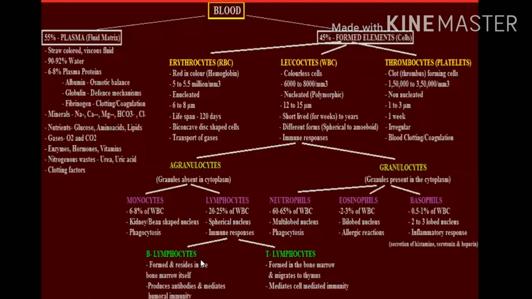The function of B lymphocytes is to produce antibodies, and they mediate humoral immunity. The T lymphocytes mediate cell-mediated immunity. So that is all about the components of blood.